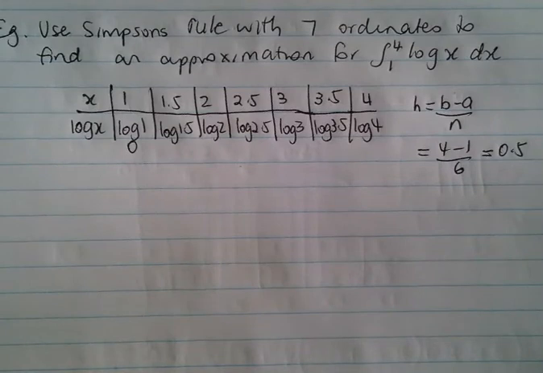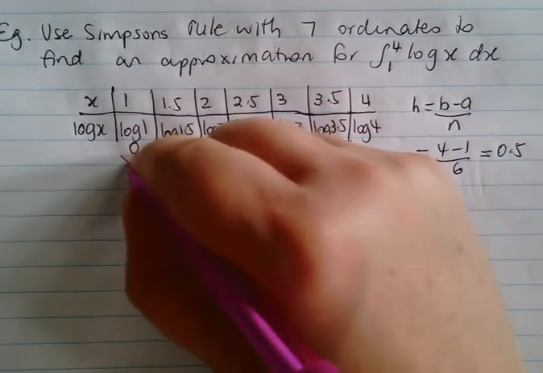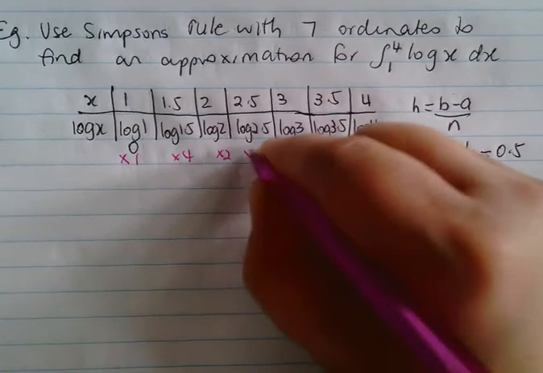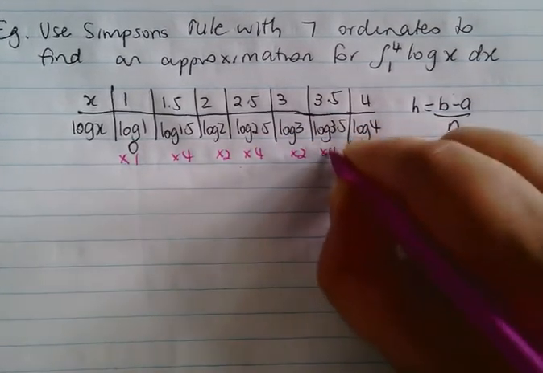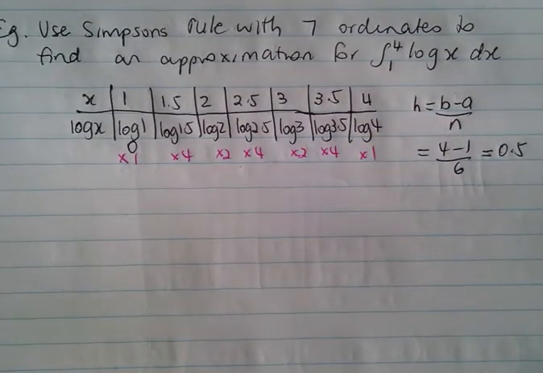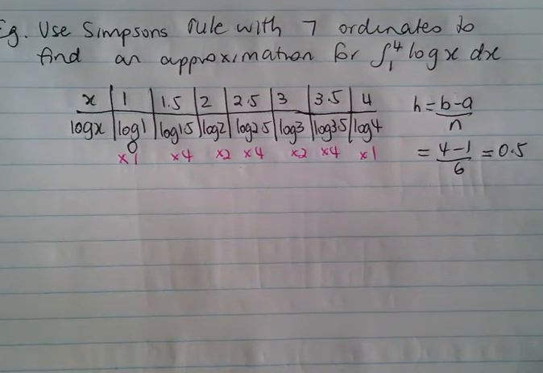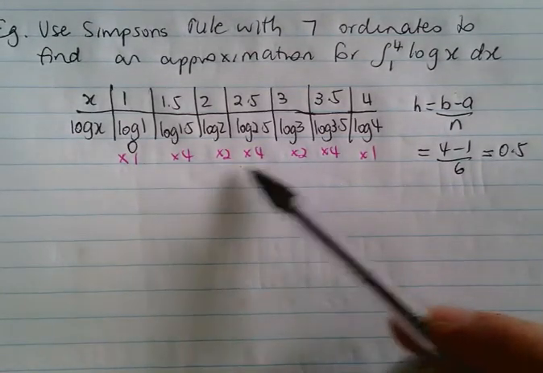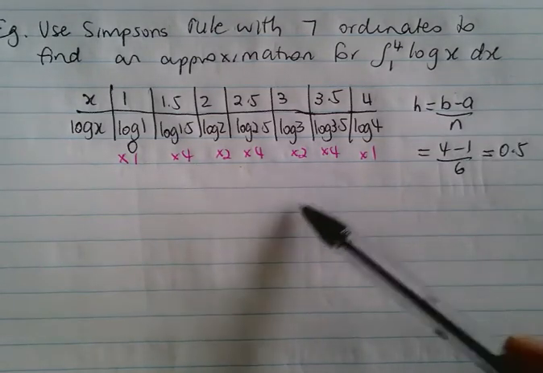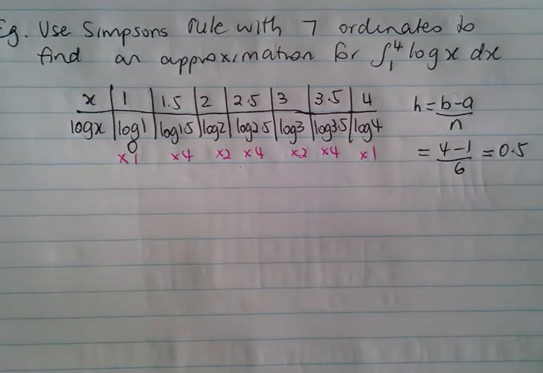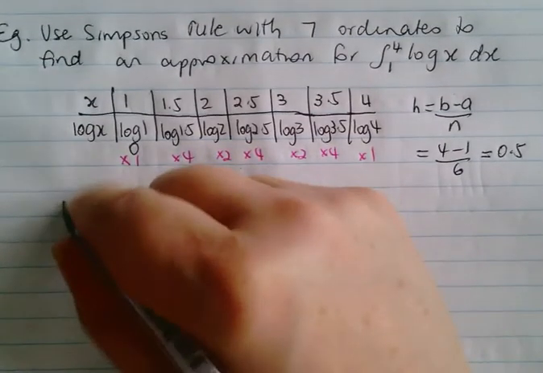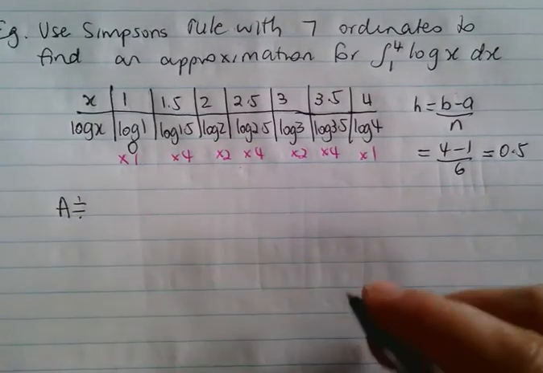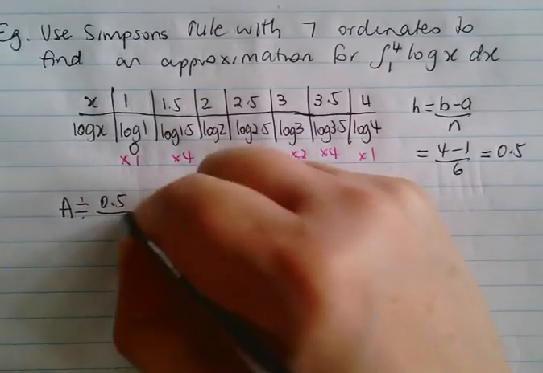And what's your multiplier pattern? 1, 4, 2, 4, 2, 4, 1. It's always symmetrical. The multiplier pattern is palindromic. You read it the same forwards and backwards. So please don't ever go 1, 4, 2, 4, 2, 1. It can't. You've got to have an odd number of values and you've got to read it the same forwards as backwards. Okay? So area is approximately equal to h on 3, which is 0.5 over 3.